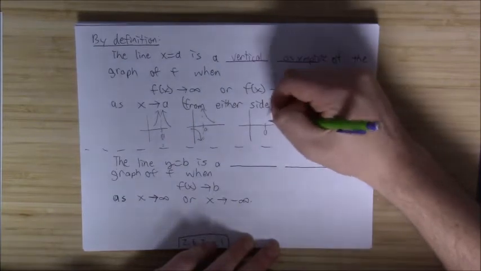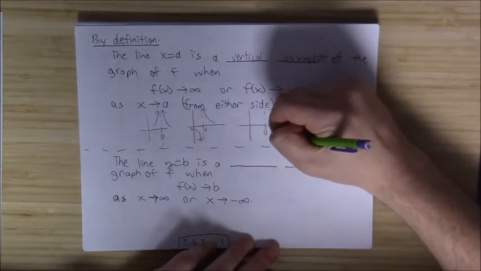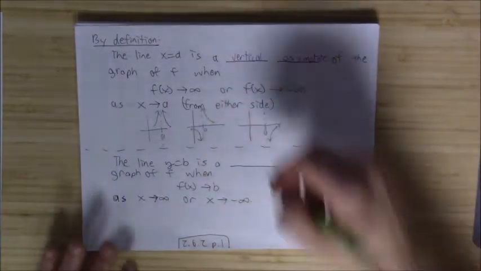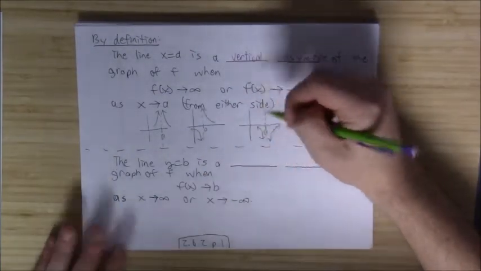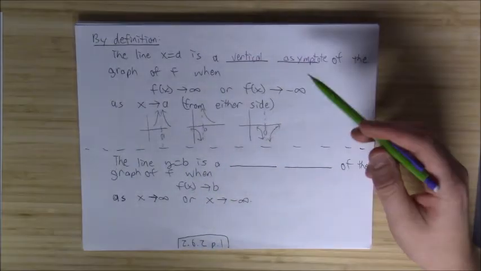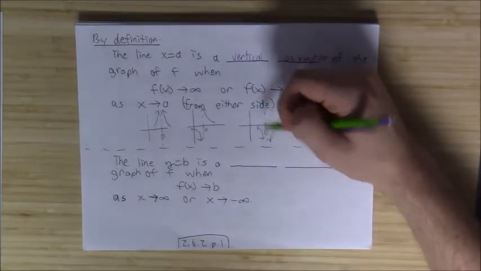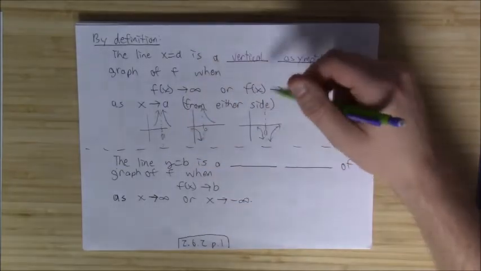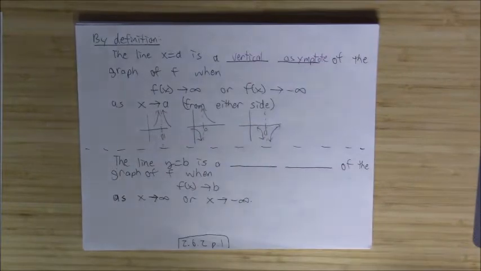So if this is a, you could have it going down this way. Anyways, you have lots of different possibilities here, and this is by no means exhausted. But the basic idea is that the graph is trying to get around this vertical line, but can't. And that's what it means.